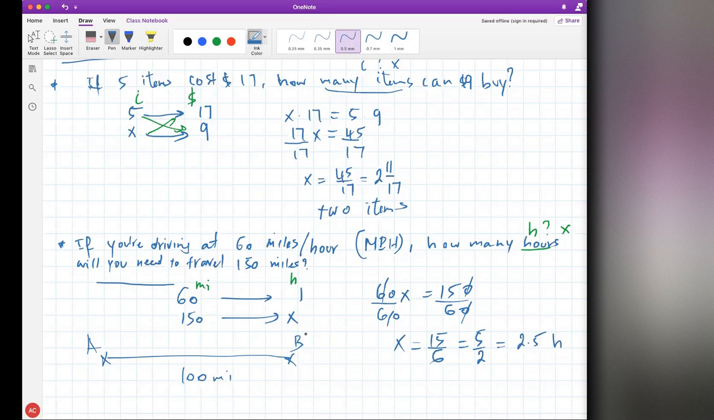So you want to go from A to B, and you're driving at 50 miles per hour. This is, for example, your speed. So how long will it take you, or how many hours will it take you to go from A to B? 2 hours. That's right. This was easy, convenient, but it's not always this easy.